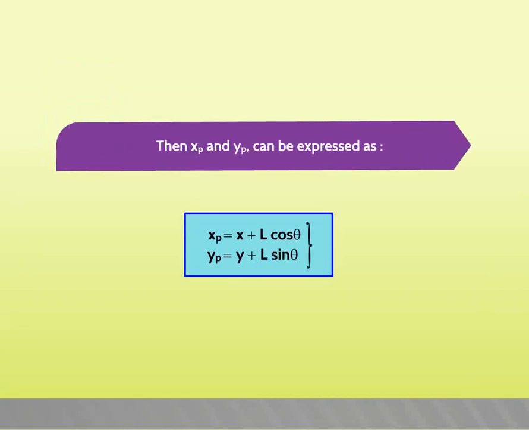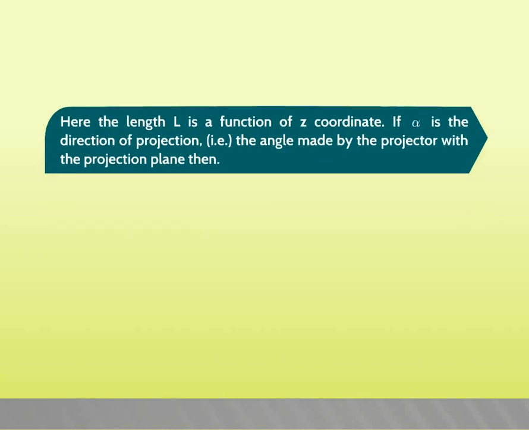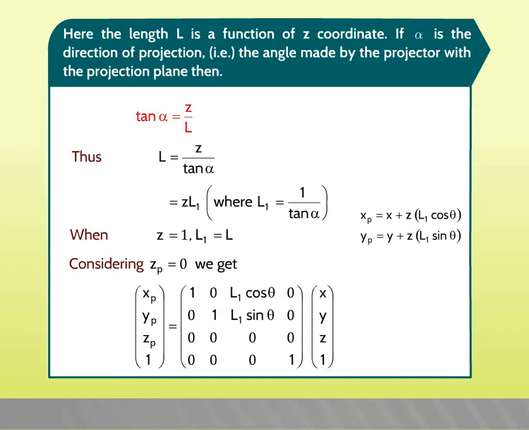Then xp and yp can be expressed as xp is equal to x plus L cos theta, yp is equal to y plus L sin theta. Here the length L is a function of z coordinate. If alpha is the direction of projection, that is, the angle made by the projector with the projection plane, then tan alpha is equal to z by L. Thus, L is equal to z by tan alpha is equal to zL1. When z is equal to 1, L1 is equal to L.